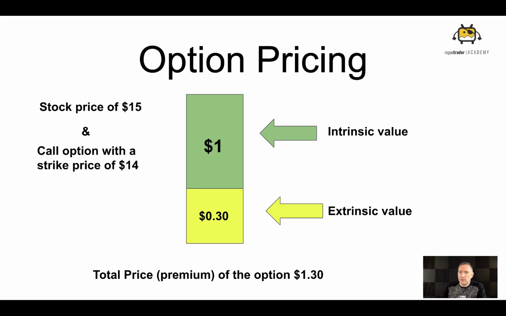I made a little chart here. So let's just say the total premium of this option, this option is trading for $1.30. It's an option on some stock, for example. It's trading at $1.30.